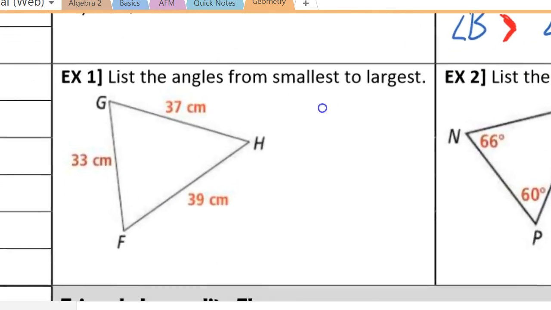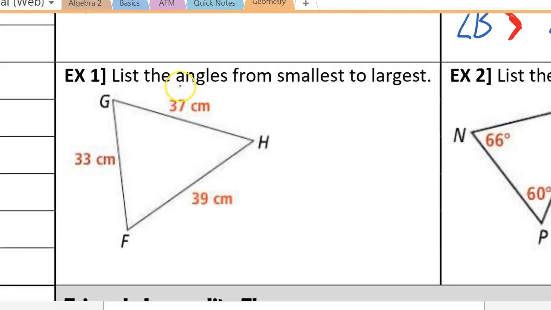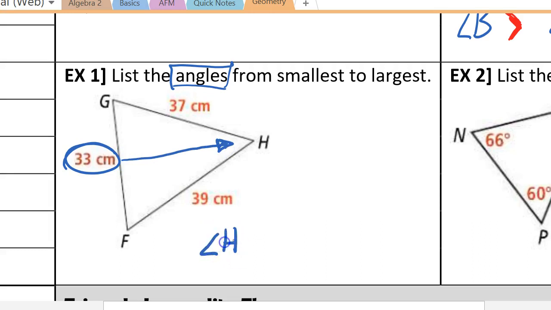Example 1, list the angles from smallest to largest. So I'm listing my angles from smallest to largest here. While I'm given 3 side lengths, I know that if I rank my side lengths from smallest, middle, and large, the angle measures opposite them will also go smallest, middle, and large. So I see that 33 is my smallest side length. That means the angle opposite that, angle H, is going to be my smallest angle measure.